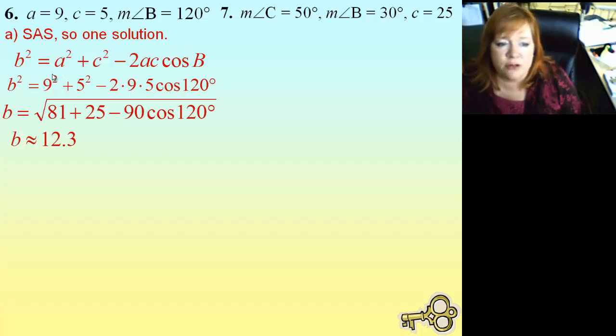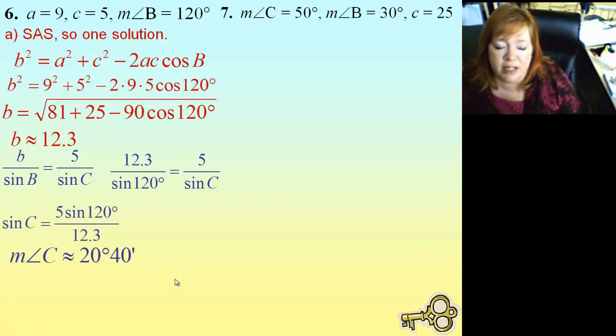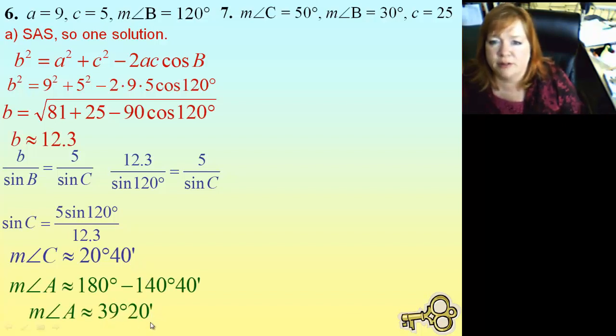So we're going to use law of sines for that. So you set up your proportion. We know sine of 120, and we know little b. Multiply diagonally, divide by the third number, you'll get sine of C. Once you have angle C, rounded to the nearest 10 minutes, you'll add them and subtract from 180. So you'll end up with 39 degrees 20 minutes.